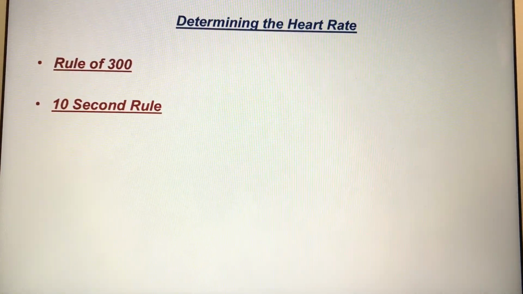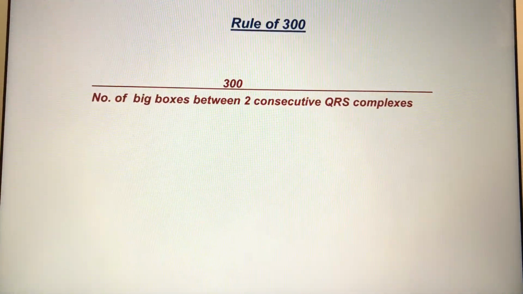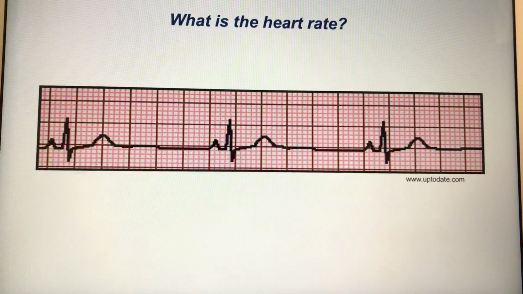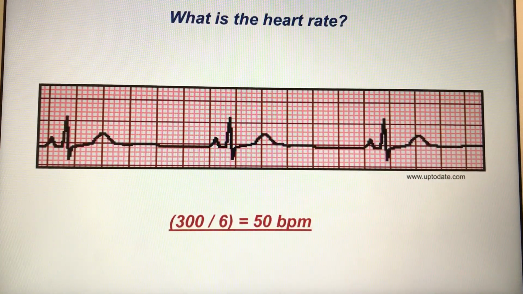How do you determine the heart rate? It is done by two rules. One is the rule of 300, another one is 10-second rule. Rule of 300 is 300 divided by number of big boxes between two consecutive QRS complexes. For an example, if you see here, it is 300 divided by 6.